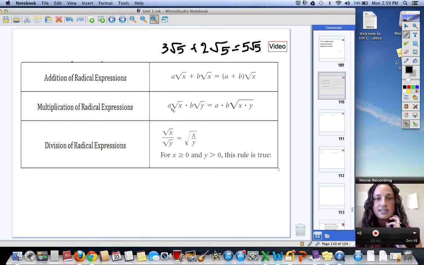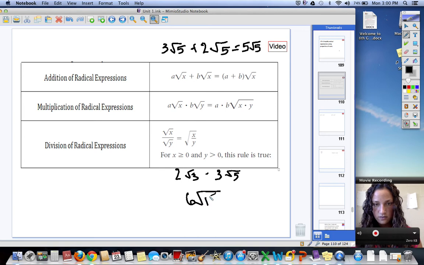Multiplication. So what this is saying is that I take my a and my b and I multiply them, and I take my x and my y. So this is when they're different. They could also be the same. So in this case, it would be a times b, x times y. So 2 root 3 times 3 root 5. 2 times 3 is 6. 3 times 5 is 15. I just want you to notice this one right up here, you can only do if the number under my radical is the same. This one, they do not have to be the same.